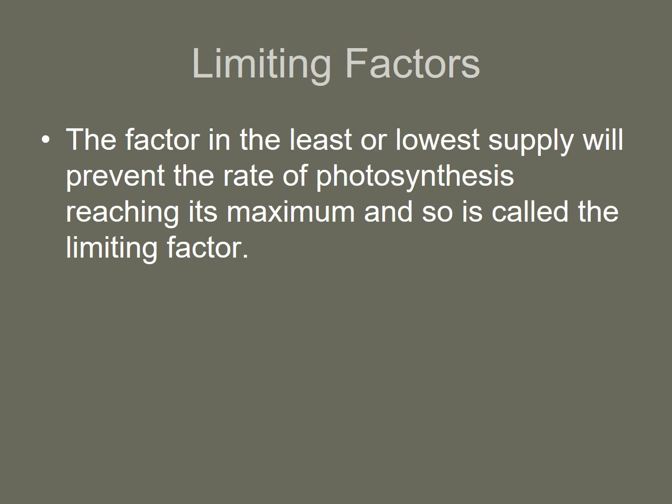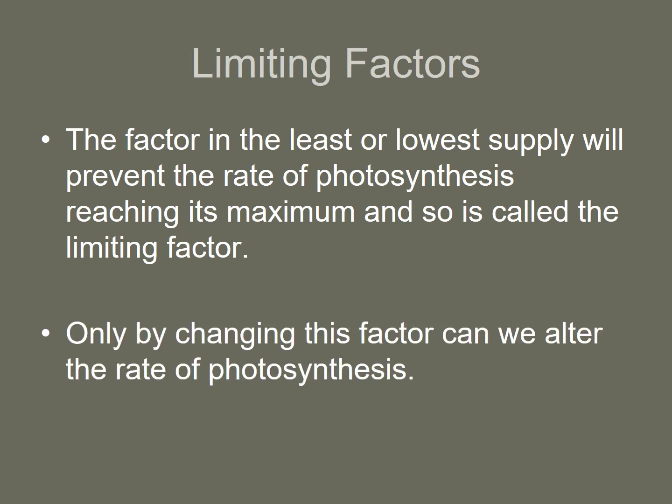So a limiting factor is the factor that is in the least or the lowest supply, and it prevents the rate of photosynthesis from reaching its maximum. So all of those factors that we've looked at are potential limiting factors of photosynthesis. Therefore, there can only ever be one limiting factor at any one point, and it's only by changing that factor are we able to change the rate of photosynthesis. Therefore, if we change a factor, so we increase the light intensity and the rate of photosynthesis increases, then we know that the light intensity was the limiting factor in that situation.